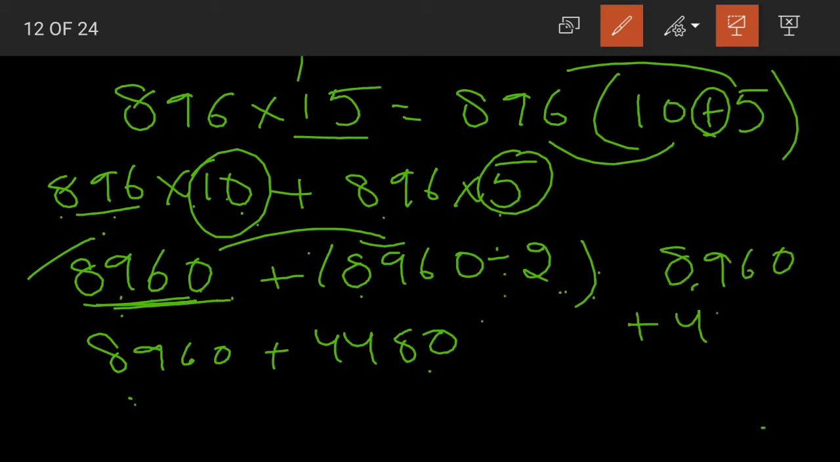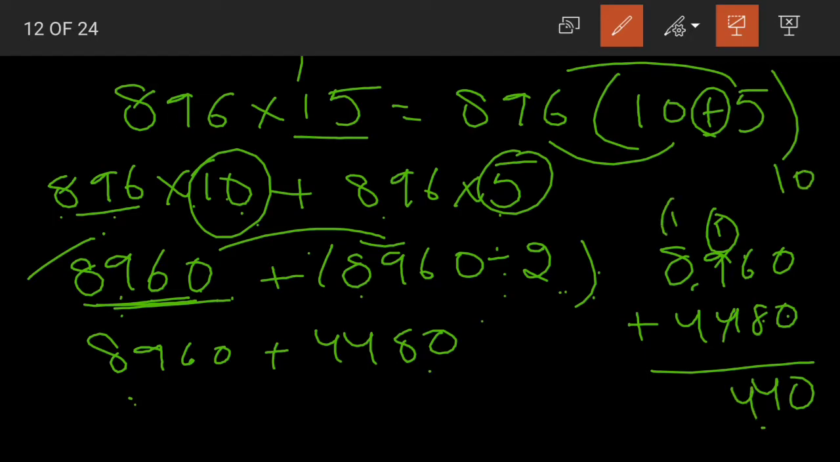8960 plus 4480. 0 plus 0 is 0. 6 plus 8 is 14, 4 here, 1 carried. 1 plus 9 is 10, 10 plus 4 is 14. Again 4 here, 1 carried. 1 plus 8 is 9, 9 plus 4 is 13.